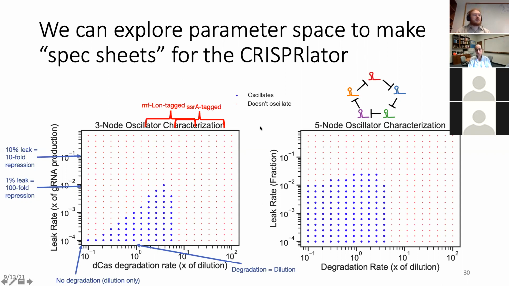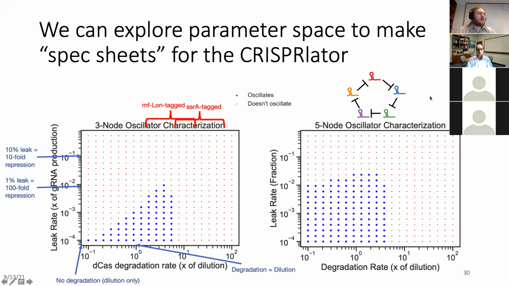So the most common protein degradation tag we use in E. coli synthetic biology is SsrA. And it looks like that tag is going to be far too strong. It's just going to completely destroy oscillations if you try to use it in a cell. There's an alternate system called the Mf-Lon protease system, which looks like, yeah, if you pick a weak enough Mf-Lon tag, you might be able to make a CRISPR oscillator that is more robust.